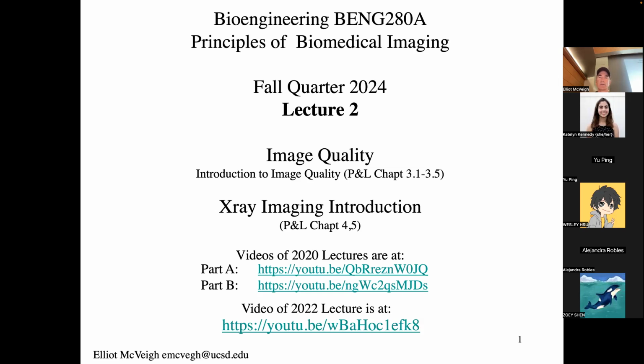Okay, today we're going to look at image quality and X-ray imaging, the introduction. And so it's mostly X-ray physics. How do you make X-rays? How do they get absorbed by the patient, et cetera? So all of those physics things that we were talking about at a high level the other day.